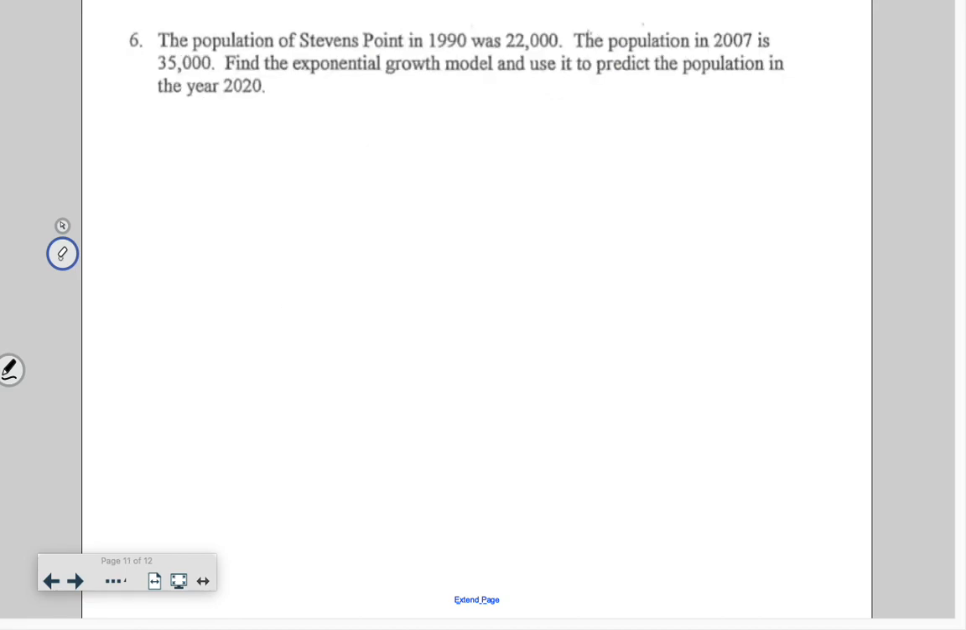All right, last one. Population of Stevens Point. Back in 1990 was 22,000 people. Population in 2007 it rose to 35,000 people. We're going to try to find an exponential growth model that fits this situation that then I can use to predict the population in 2020. Okay? So, this again is just an exponential equation. A times b to the x. What's A? It's my starting amount. Now that's not what Stevens Point started with, but that's where this problem is starting. That's your first data point. Okay? So, A is 22,000.